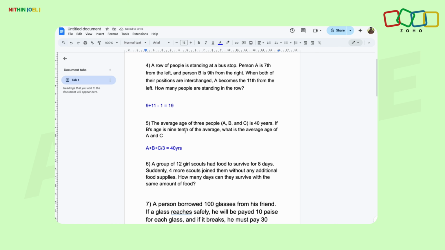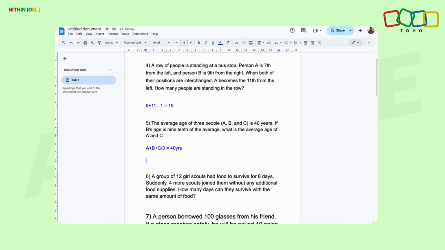And they have mentioned B's age is 9/10 of the average. So B is equal to 9 by 10 of the average. Of, in the sense, we have to do a product over here. So of the average. So what is the average? Average is 40 years. So into 40. So now we found that B is equal to 9 by 10 into 40, the 0 gets cancelled and we have 9 into 4, which is 36. So now B's value is 36.